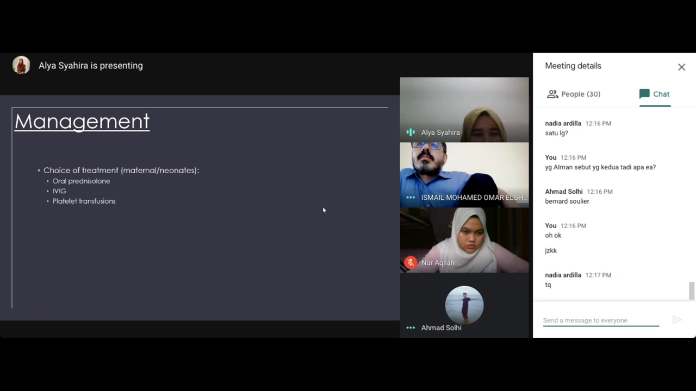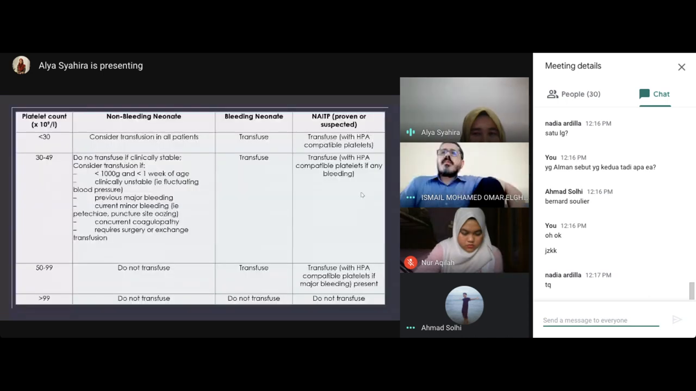thrombocytopenia. So this is a summary of the indications for transfusion with platelets. It is divided into non-bleeding neonate, bleeding neonate, and NAITP, which is neonatal alloimmune thrombocytopenia. For the non-bleeding, usually we do not transfuse unless the level is less than 30, which is very low. If it is more than 30, we transfuse if the patient is clinically unstable or has previous major bleeding concurrent with coagulopathy, or the infant needs surgery or exchange transfusion. In this case, we need to transfuse. But if 50 and above, we don't need to transfuse platelets.